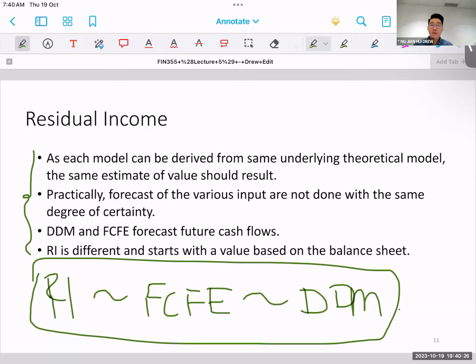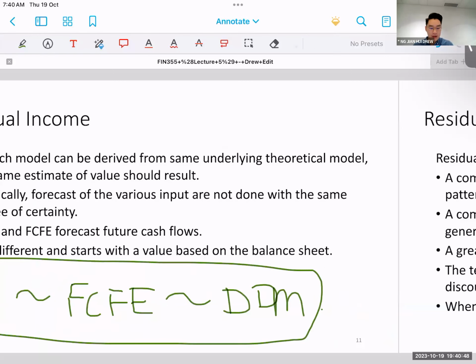If you are comparing residual income with FCFF, or let's say you do a valuation by taking residual income plus FCFF divided by 2, that would most likely be wrong, because it makes no sense. Why are you taking free cash flow to the firm and then residual income to equity only? That does not make sense, so we cannot do that.